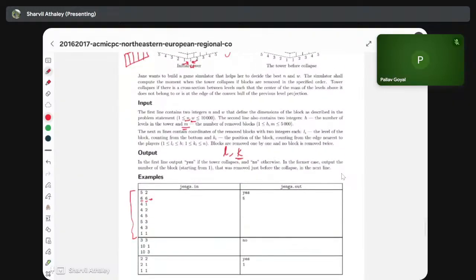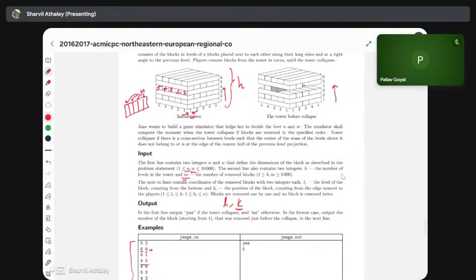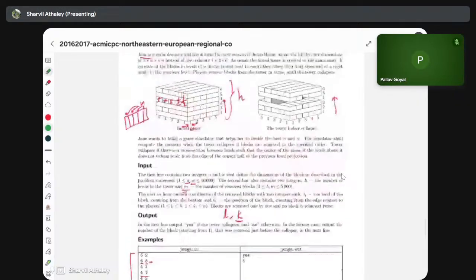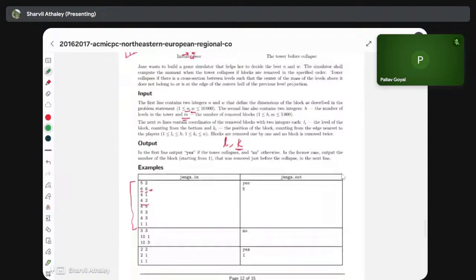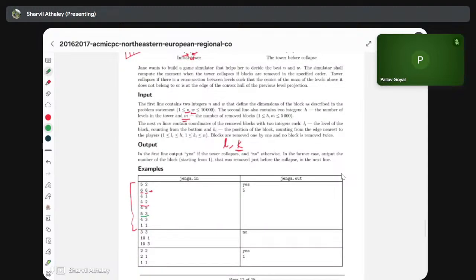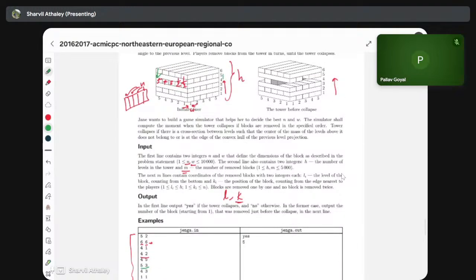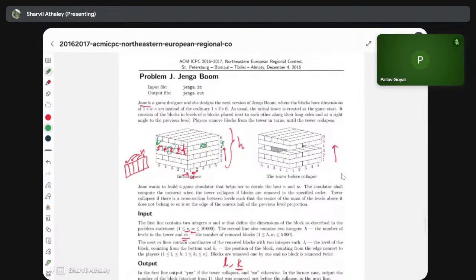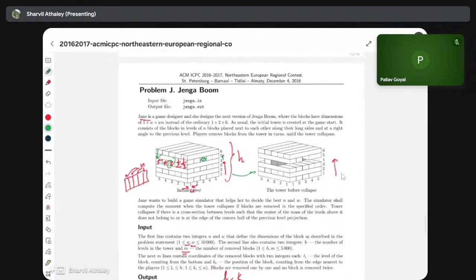In the second move, you remove the second block. So this one gets removed. In the third move, you remove the fifth block. In the fourth move, you go to the fifth level and remove the third block, this one. And in the fifth move, it's 4 comma 3. So you go to the fourth level and remove the third block, this one. Now note that this is the same figure as given to your right. So when you remove the third block, the Jenga falls down.